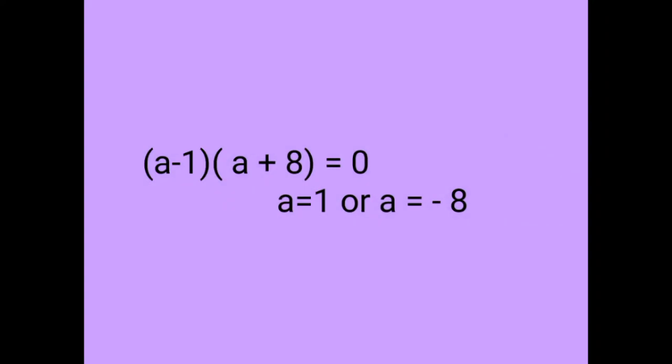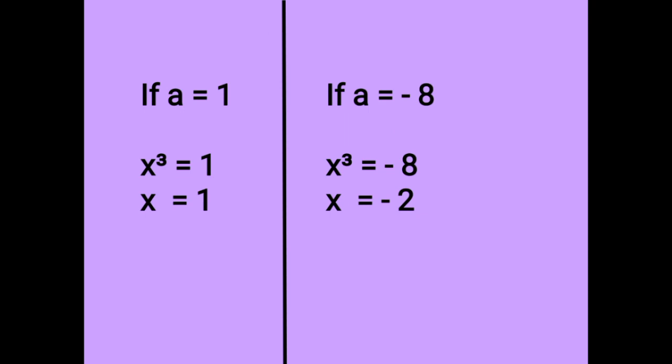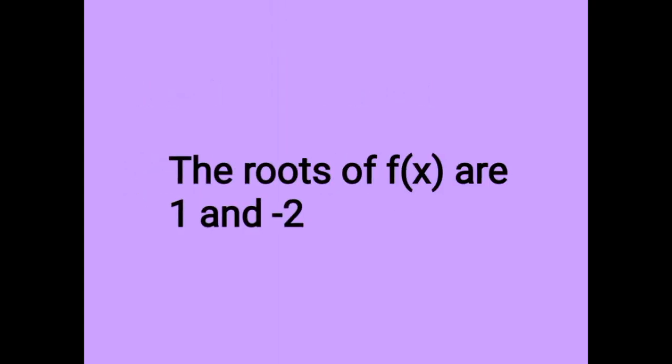To find the roots of the function f(x), set f(x) equals 0. So when f(x) equals 0, a equals 1 or a equals minus 8. If a equals 1, x to the power 3 equals 1. Then taking the cube root from both sides gives us x equals 1. If a equals minus 8, x to the power 3 equals minus 8, then x equals minus 2. Here the roots of f(x) are 1 and minus 2.